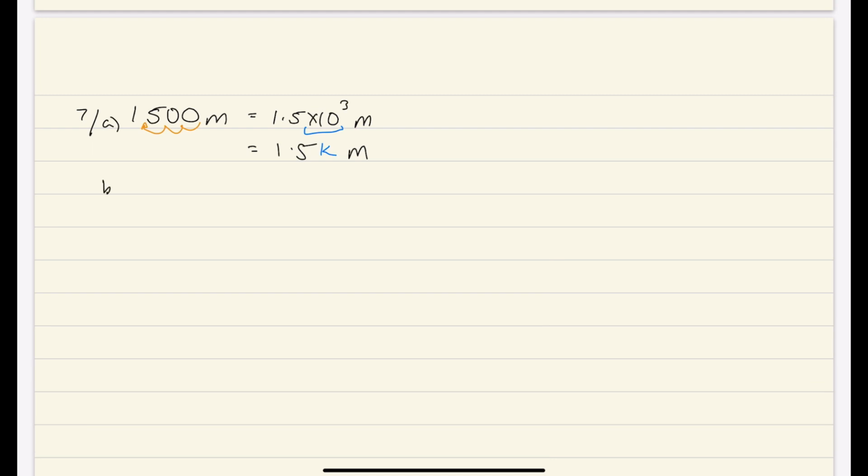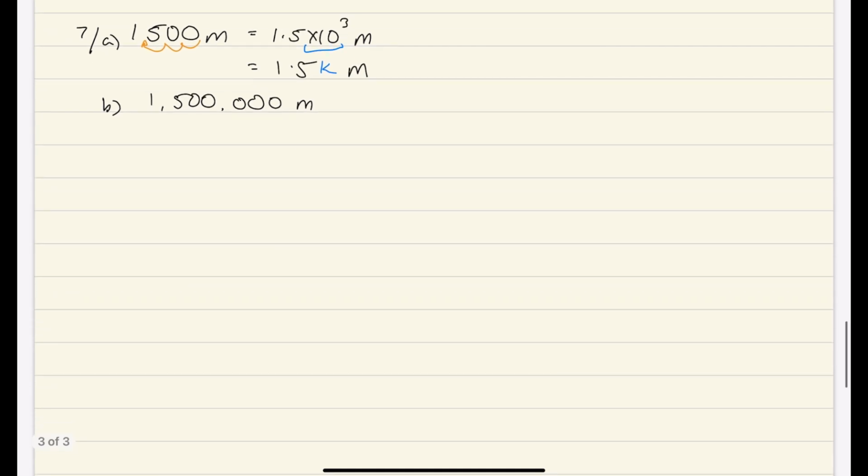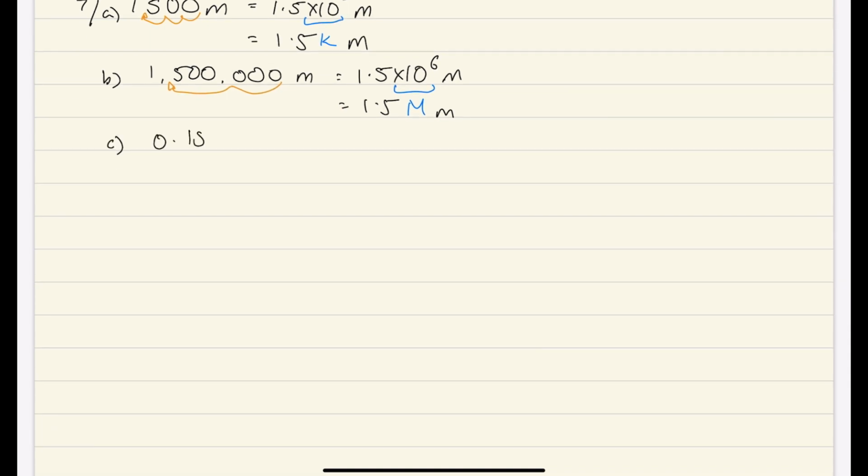That was A. B is 1,500,000 meters. Now, same thing, I've got 3, 6, so then this becomes 1.5 times 10 to the power of 6 meters. I know that this is the same as a mega, so this is the same as 1.5 megameters. And C, 0.15 meters. This one, I'm moving it backwards by 1, which then becomes 1.5 times 10 to the power of minus 1 meters.